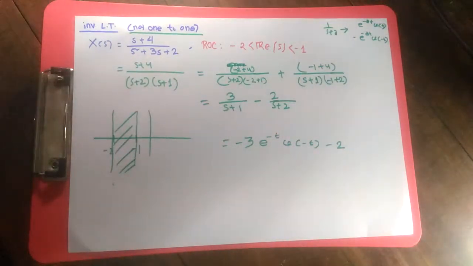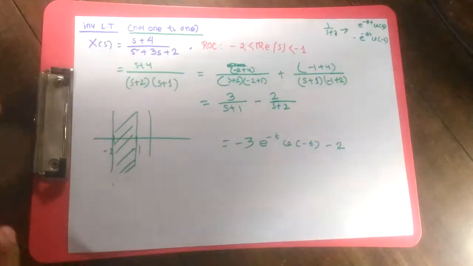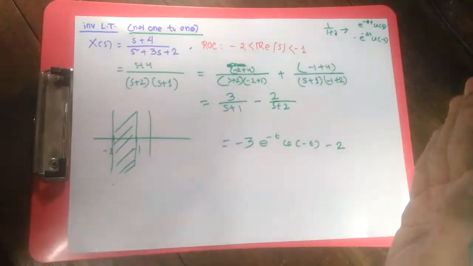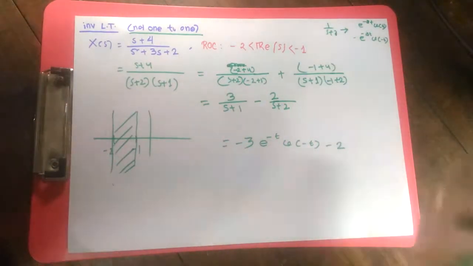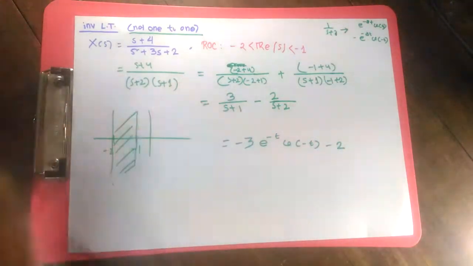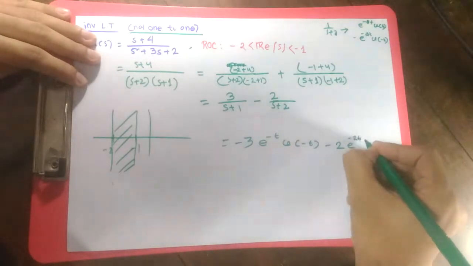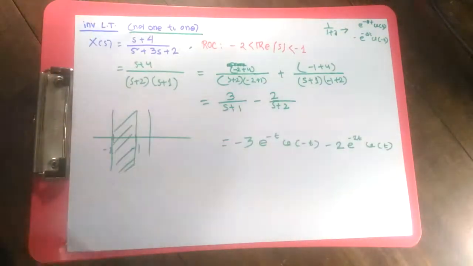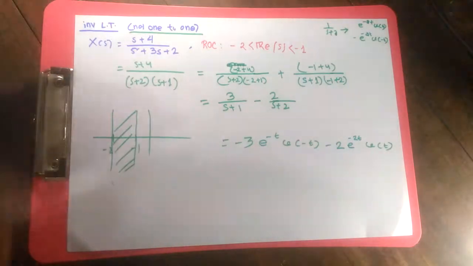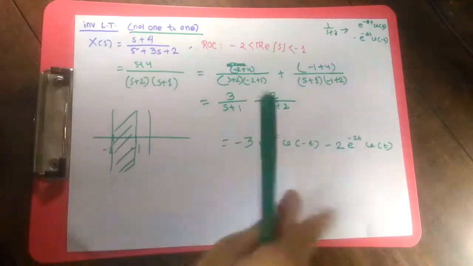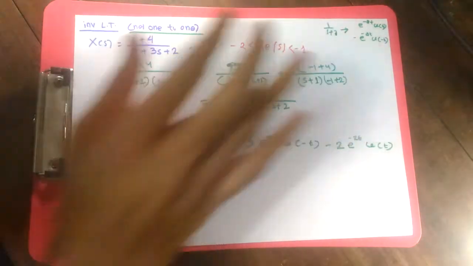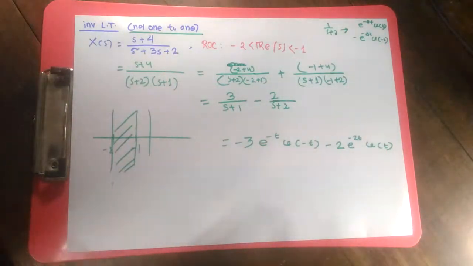Now for minus 2, we see that the ROC is on the right hand side of it, so it's going to be a causal pole, and the anticausal and causal intersection is our ultimate ROC, right? So it's going to be minus 2 e to the power minus 2t u of t. So the concept is that once the ROC is given, you can come back to your time domain functions, but without ROC it's not uniquely defined. Inverse Laplace transformation is never uniquely defined without ROC.